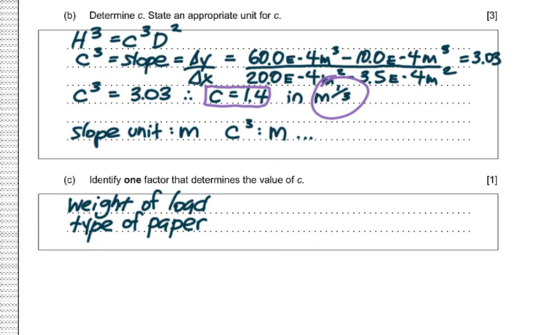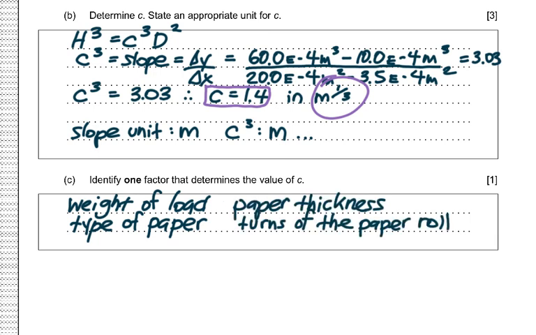If you're using white copy paper, you can have white copy paper that's different thicknesses. So the thickness too. It could even be how many times you rolled up the paper. Is it just one circle, or is there a little spiral effect going on in there? These are things you would need to think of if you were actually designing this as an experiment. But any one of those things, not all 4, any one of those things will satisfy that 1-point question.